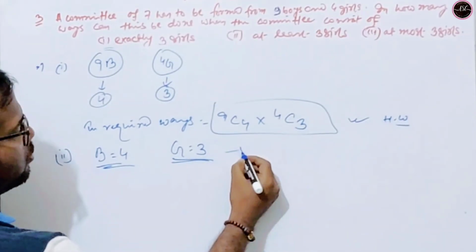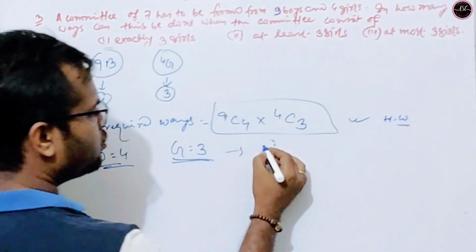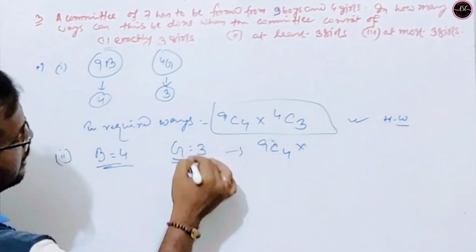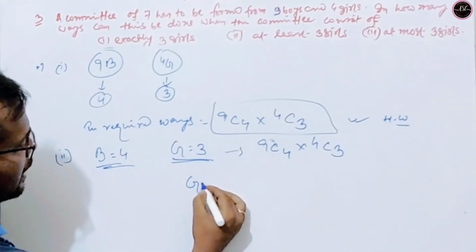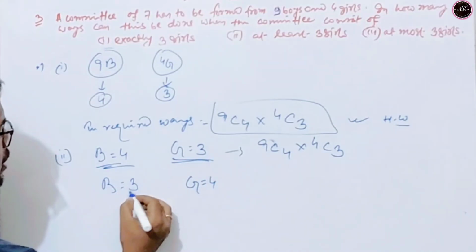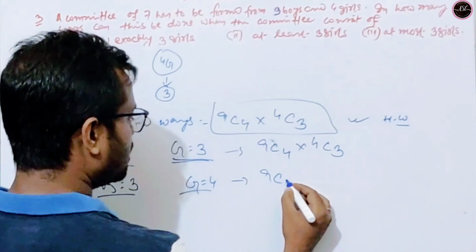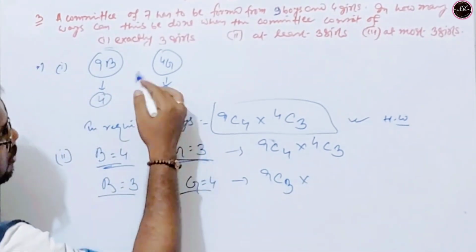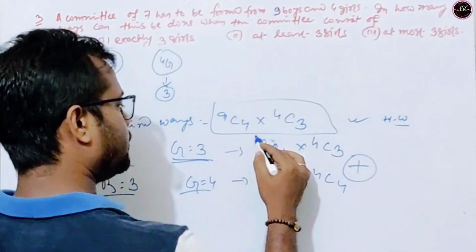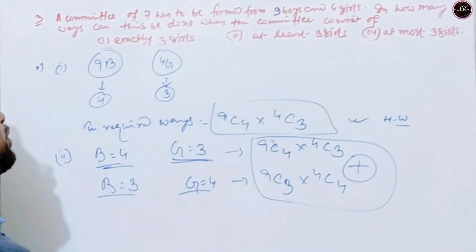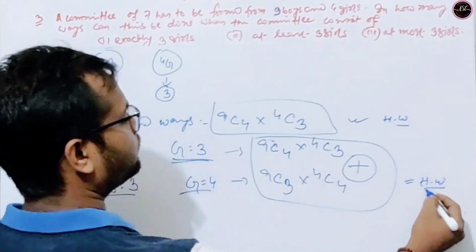So the possible ways will be here these 4 boys can be chosen from 9, so 9C4, into 3 girls from 4, so 4C3. And there will be another group when girls equal to 4 and boys equal to 3. So these 3 boys can be chosen from 9, so 9C3, into 4 girls chosen from 4, so 4C4. Just sum this, we will get the answer. This is your homework. Okay.